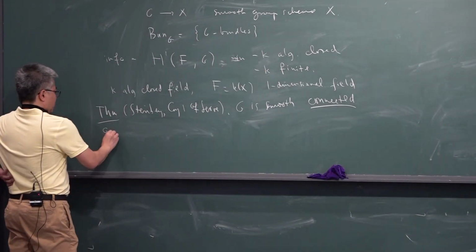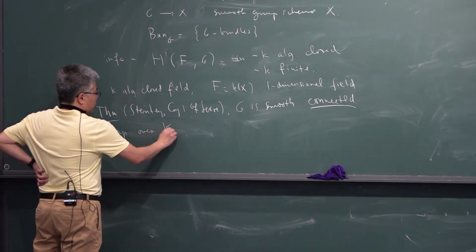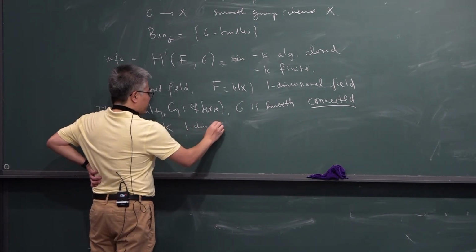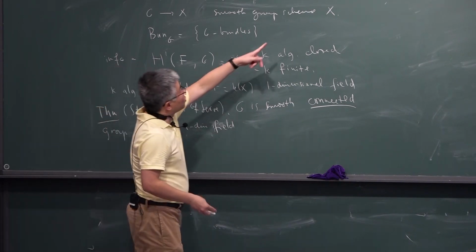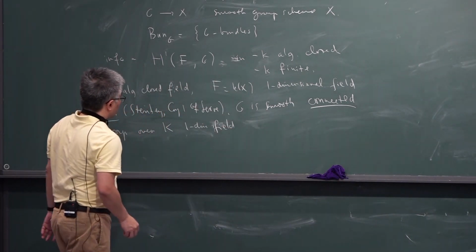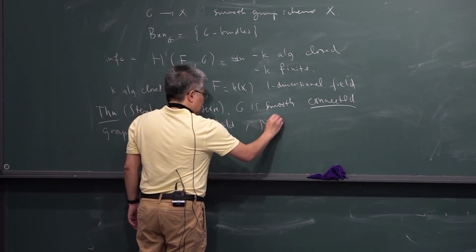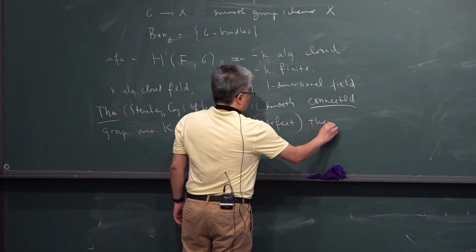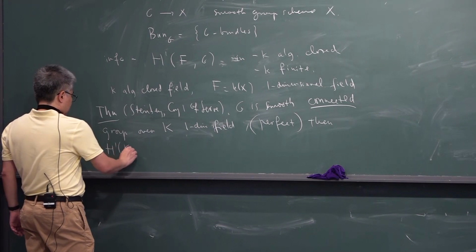Time vector group over K, which is one dimensional over some algebra, confidently field. One dimension field that is equal to space and perfect, then H1 is called G2.